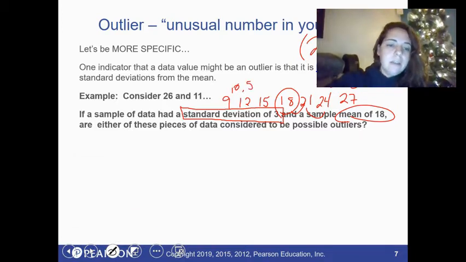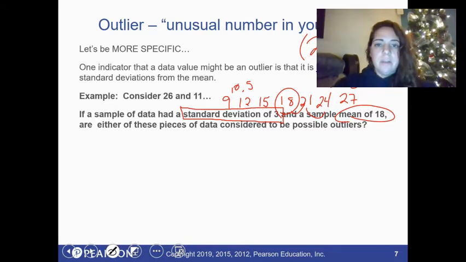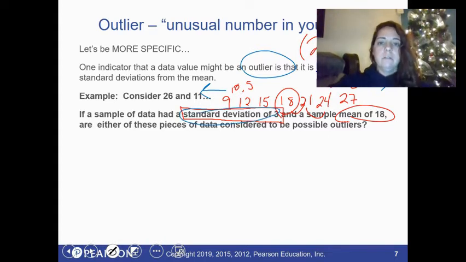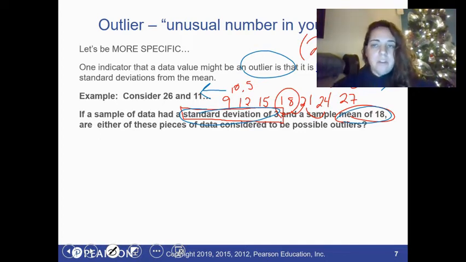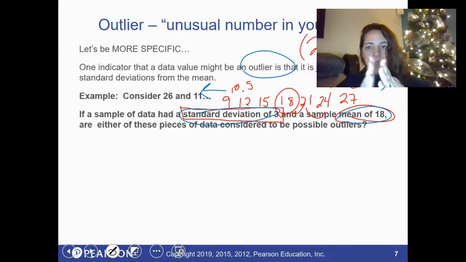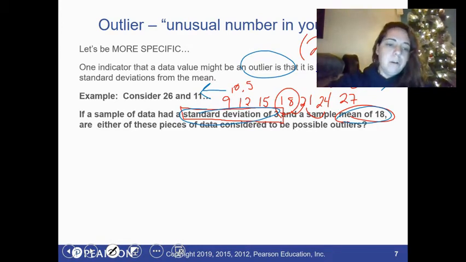So we're saying that to be considered an outlier, it has to be bigger than 25.5 or smaller than 10.5. That would be more than 2.5 standard deviations away, because this 3 is my standard deviation, right? And we're talking about how far away they are from 18. So figure out what 2.5 times your standard deviation is, and then add it and subtract it from your average, and then see, are the numbers we're talking about bigger or smaller than that?